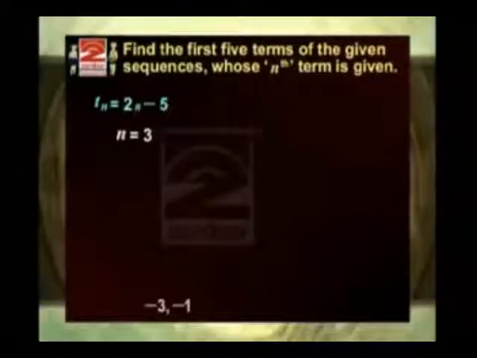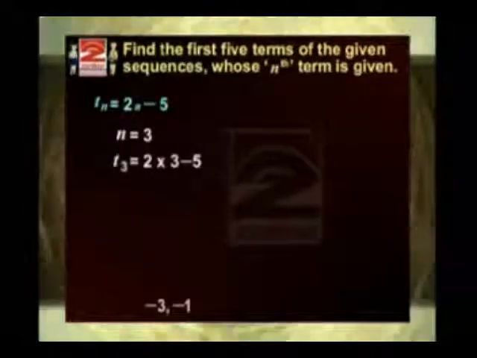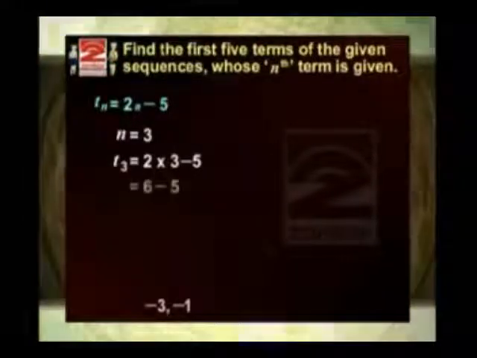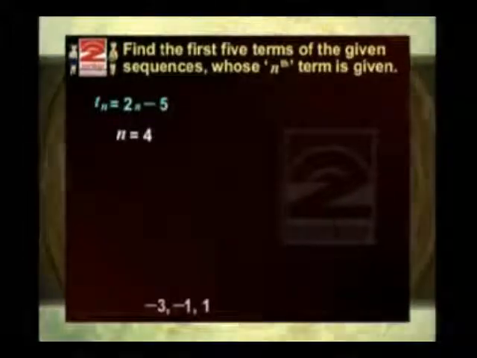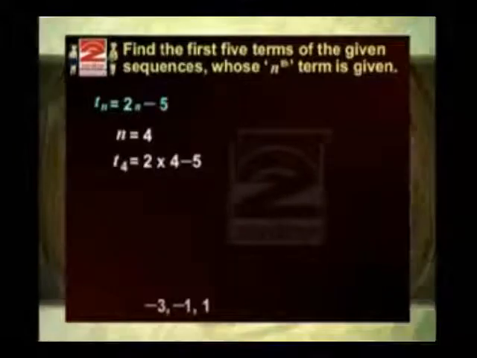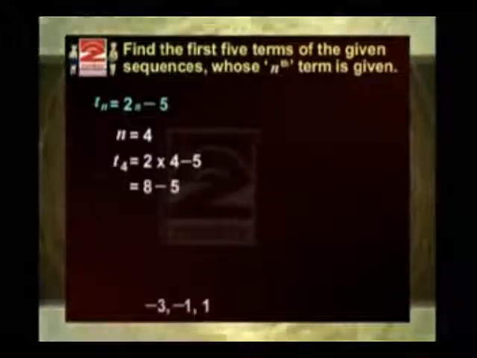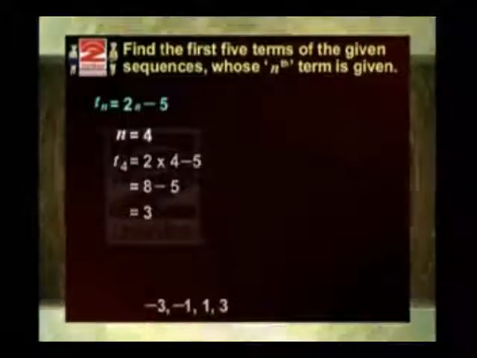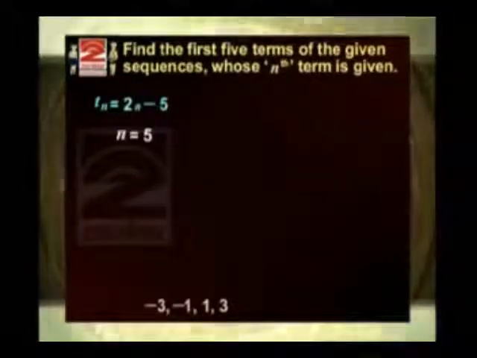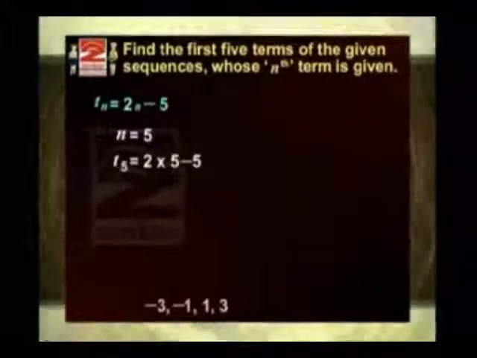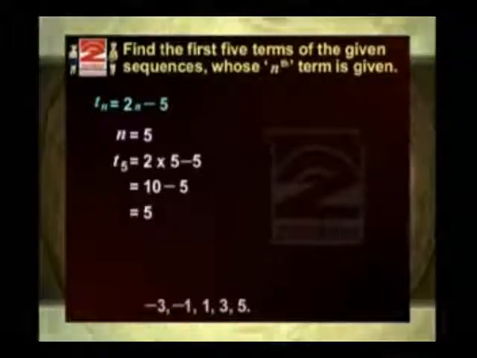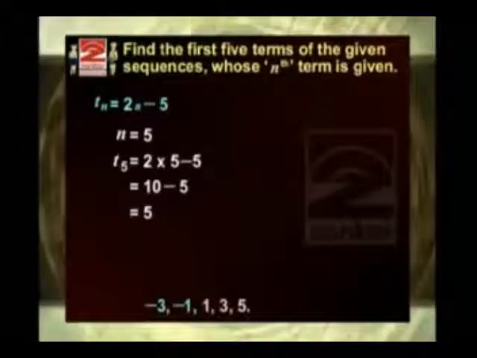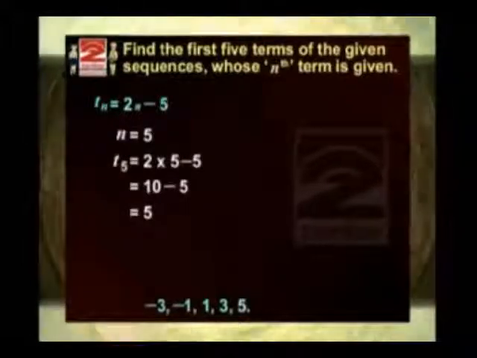When n is equal to 3, T3 is equal to 2 into 3 minus 5, that is 6 minus 5, that is equal to 1. When n is equal to 4, T4 is equal to 2 into 4 minus 5, that is 8 minus 5, that is equal to 3. And when n is equal to 5, T5 is equal to 2 into 5 minus 5, that is 10 minus 5, that is equal to 5. So the first 5 terms are minus 3, minus 1, 1, 3, 5.